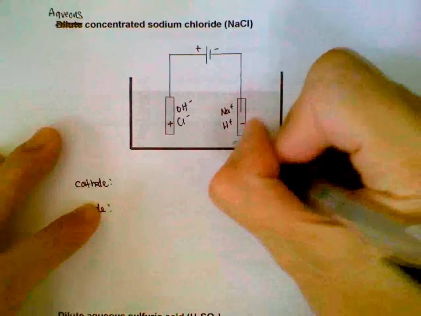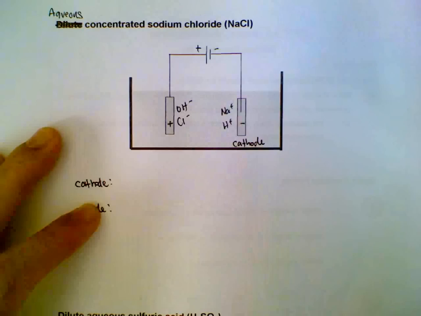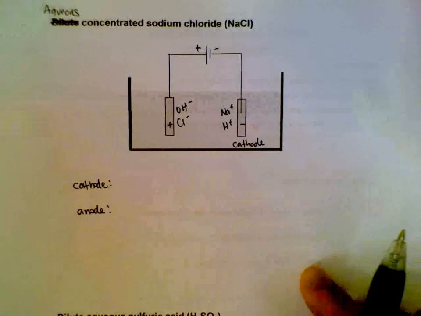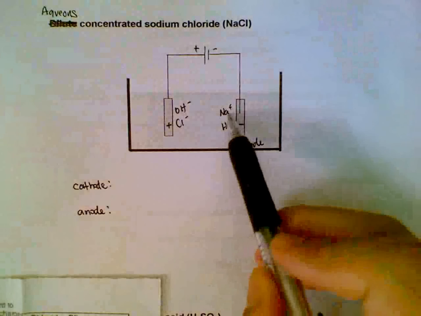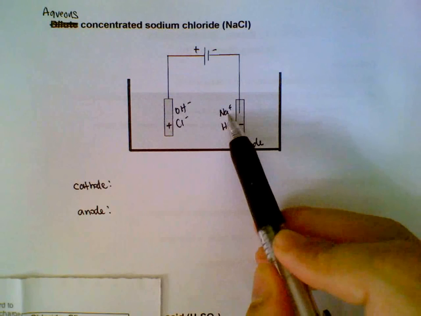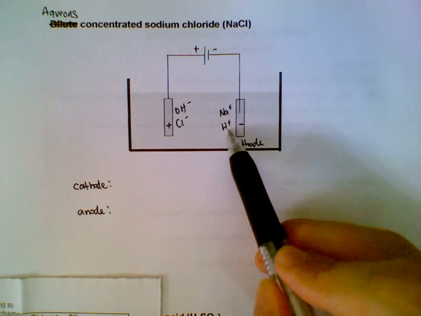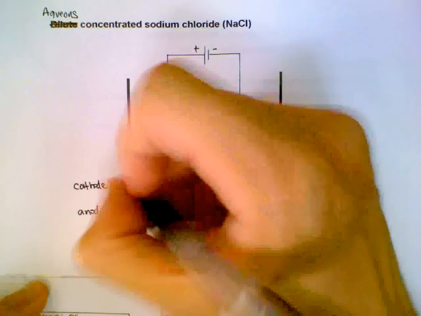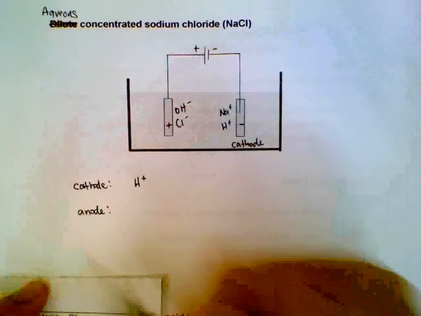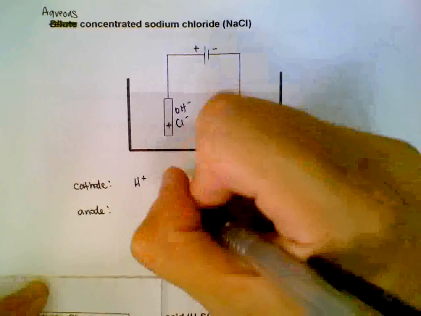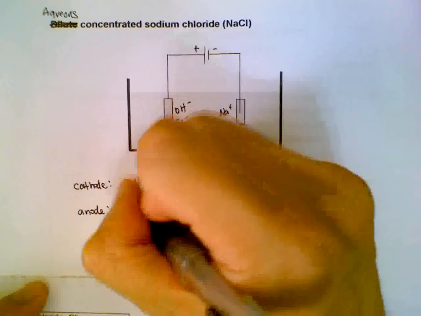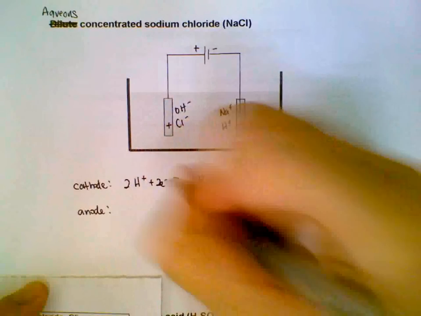And then we talk about the cathode. At the cathode, we have sodium plus and hydrogen plus. We know that sodium plus is very stable. It comes from a very reactive metal. It will be hydrogen that will be preferentially discharged. So this is no different from the aqueous dilute case at the cathode. Hydrogen will become hydrogen gas.